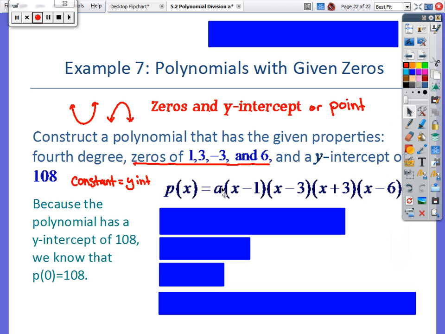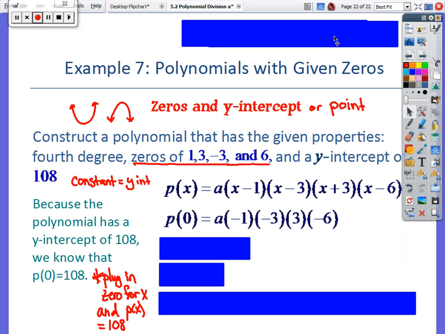Now, if our y-intercept is 108, that means, to find the y-intercept, the constant, all the x values have to be 0. So what we want to do, and you might just jot this in your notes, is plug in 0 for x, and P of x, which is our y value, should equal 108. Think about it. How do you find the y-intercept? You plug in 0 for x and you solve. And so that's what we're doing here.